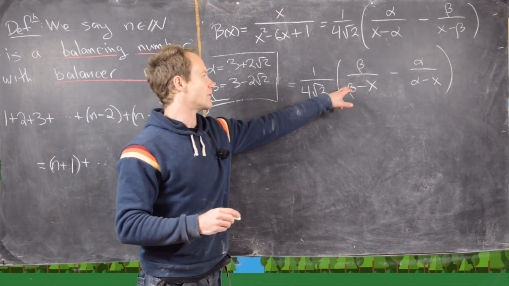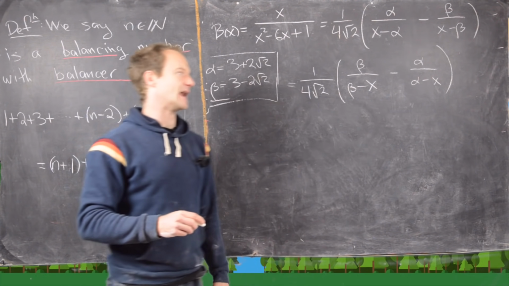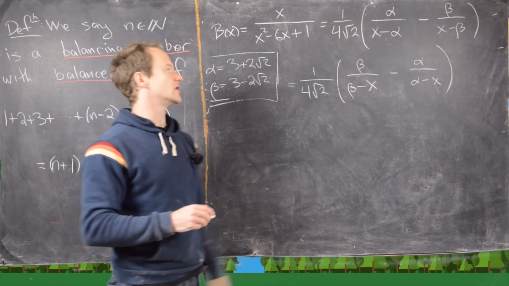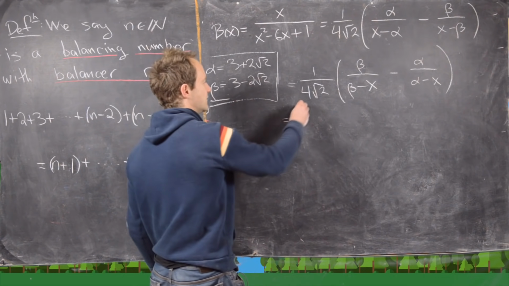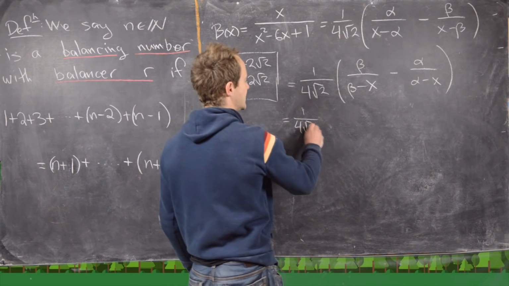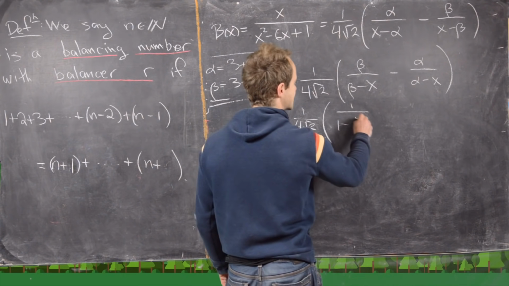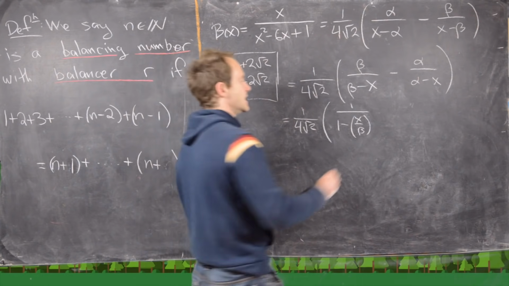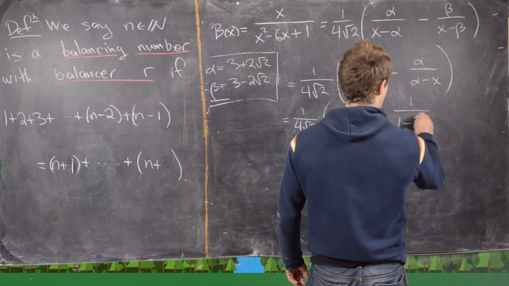So now the next thing I want to do is factor a beta out of this term in the denominator and an alpha out of the other term in the denominator. And I can cancel those in the numerator. So that's going to give me 1 over 4 root 2 here, and then I'll have 1 over 1 minus x over beta. So I've got that, and then minus 1 over 1 minus x over alpha.